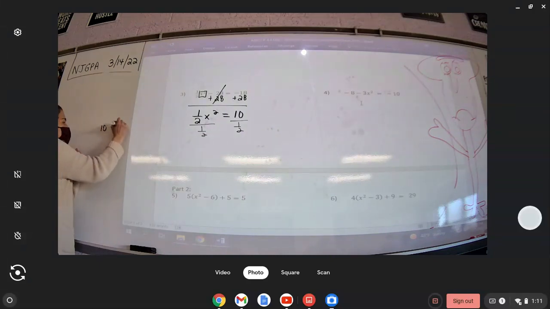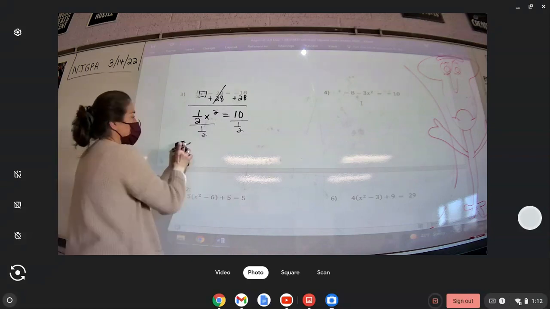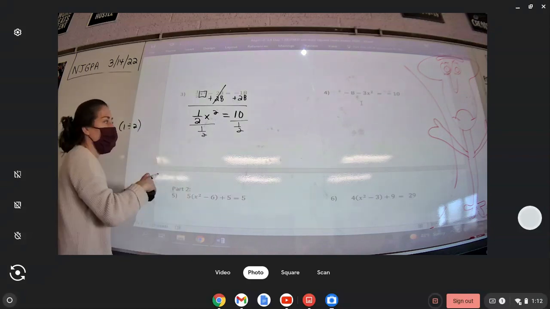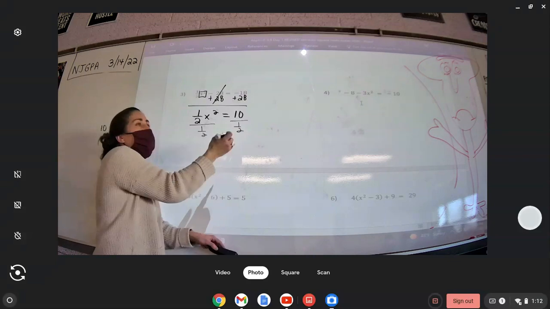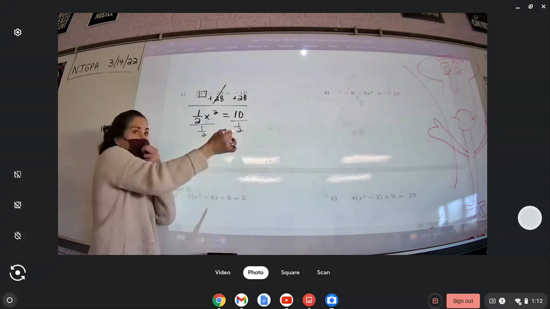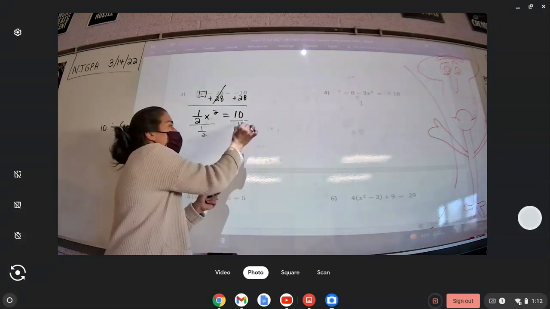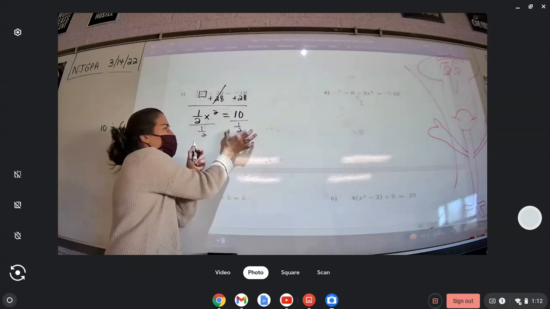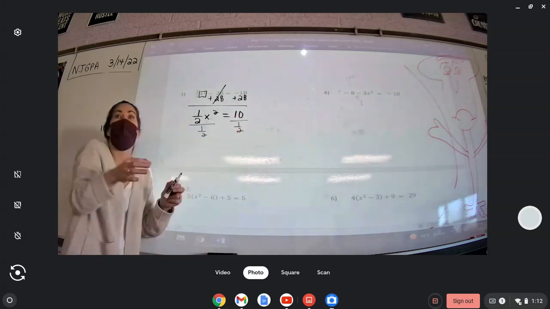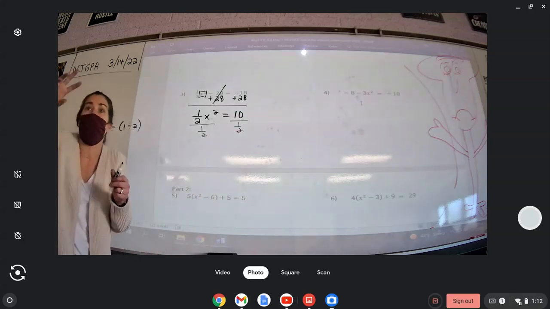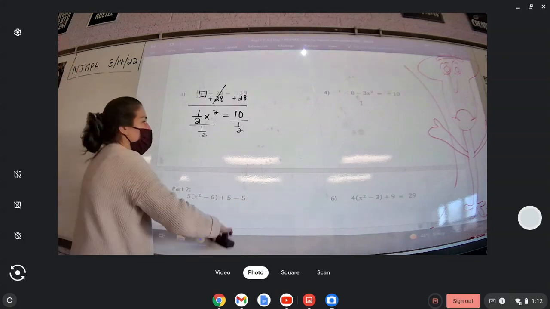Or I would write it like this: 10 divided by 1/2. Always leave your fraction in parentheses so it stays together. You are dividing 10 by a half, but people think that means you're taking half of 10. You're not taking half of 10. You're trying to figure out how many 1/2s go into 10. 20, right? Because each half takes 2 to make a whole.